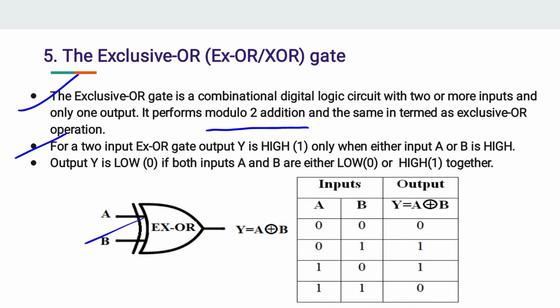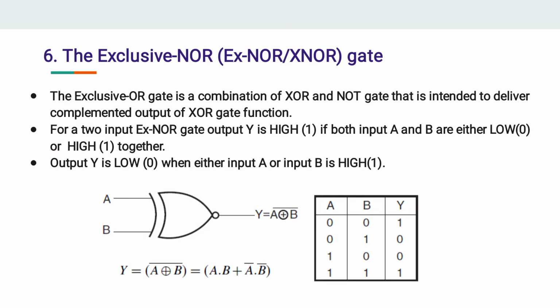So next, this is the logic symbol and this is the expression for this. This plus, then circle will define the XOR. So next is the exclusive NOR, nothing but the complement for your XOR. Clear? The exclusive NOR gate is a combination of XOR and NOT gate that is intended to deliver the complemented output of XOR gate function.